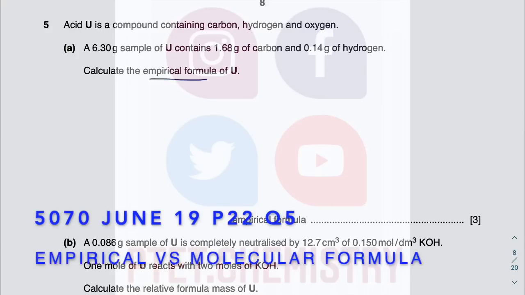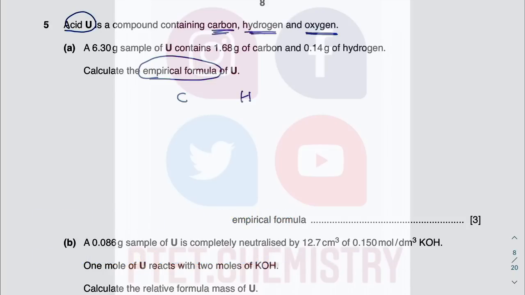Next bit, empirical formula, which is the simplest ratio of atoms in the formula unit. So they say it contains carbon and hydrogen, but if you read the question, it is a compound containing carbon, hydrogen, and oxygen. But guess what? They only give you this and this, which means most people would just think, oh, it's just carbon and hydrogen. But if you just contain carbon and hydrogen, that is called hydrocarbons. That wouldn't be called an acid. And that thing wouldn't contain oxygen. But this is not a hydrocarbon. It contains carbon, hydrogen, and oxygen.